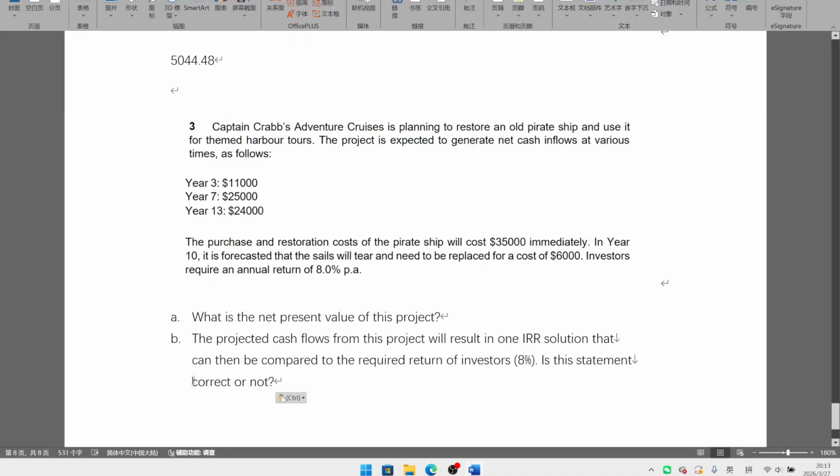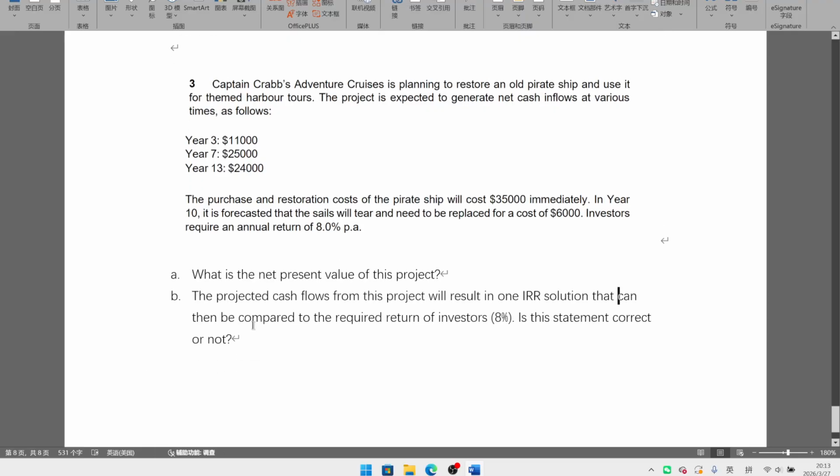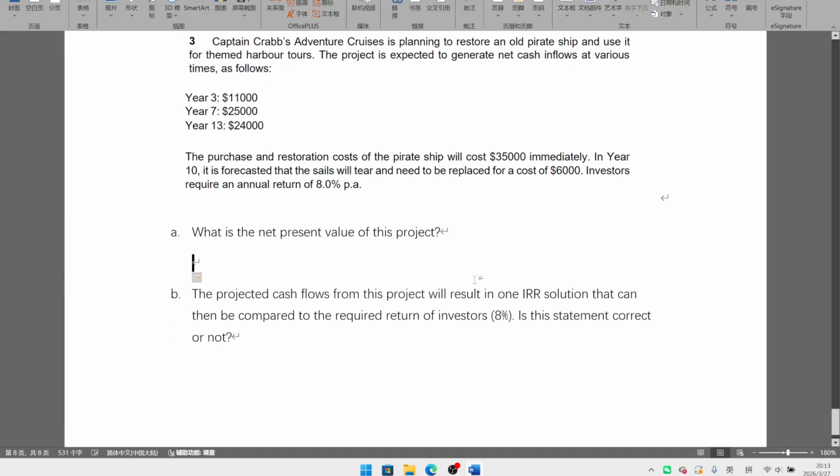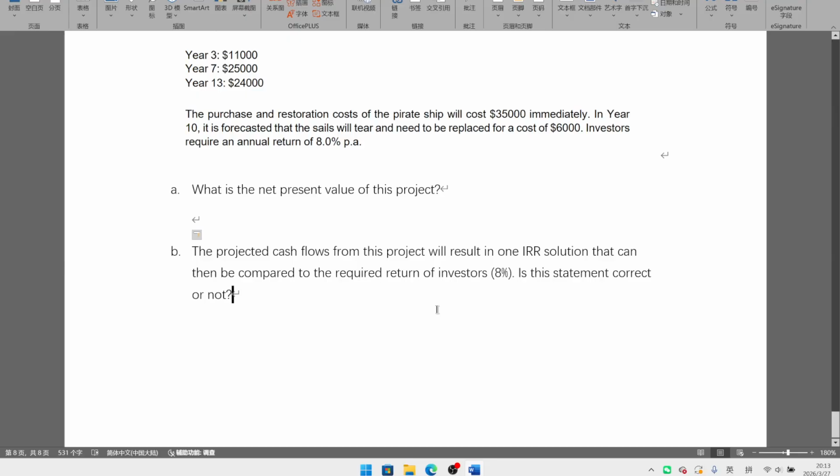So what does that mean? The project cash flow from the required return of interest. The project cash flow from an IRR solution can then be compared. Sorry for that.